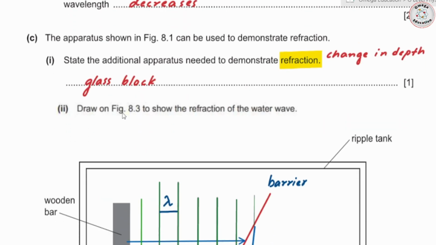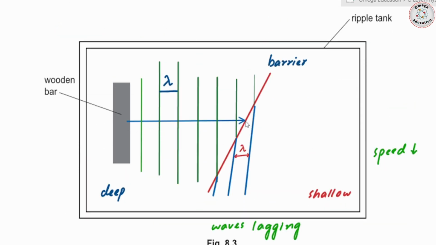Draw on figure 8.1 to show the refraction. Now the thing is, you're entering from deep water to shallow water. How do we know it is shallow water? Because after the barrier, this is the portion where you place the barrier. This is shallow water now, because some of the portion in the ripple tank is occupied by the barrier itself.